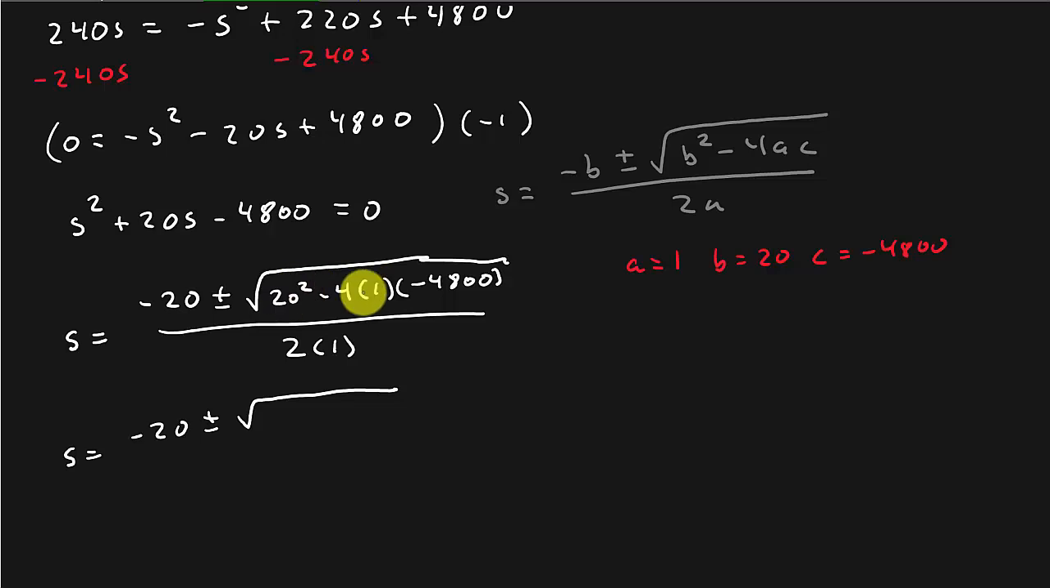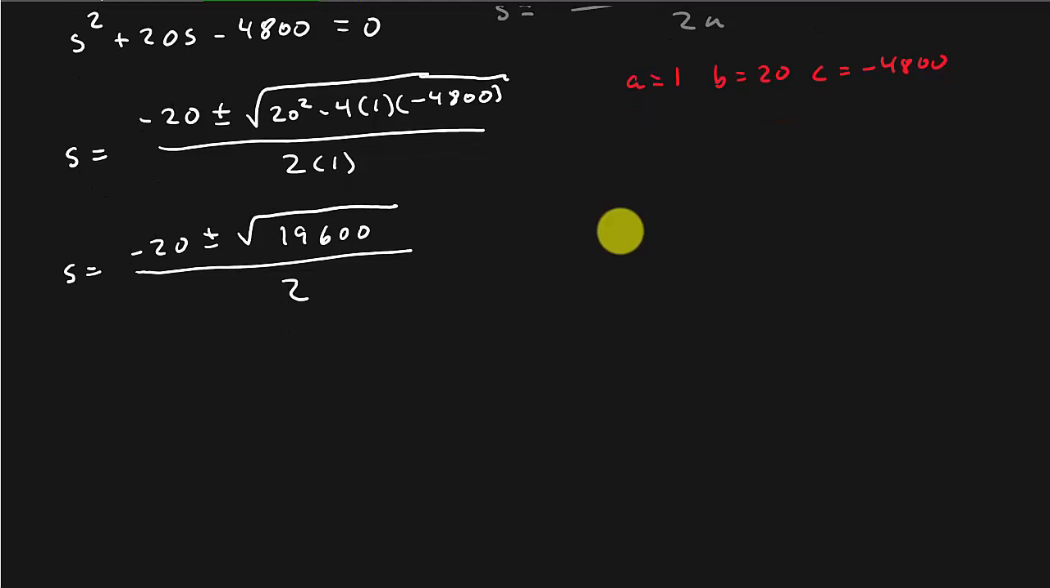Now, when you do all of this in your calculator, you're going to get 19,600 over 2, which is equal to negative 20 plus or minus the square root of 19,600. That is probably a perfect square, and it is. That is 140 over 2.